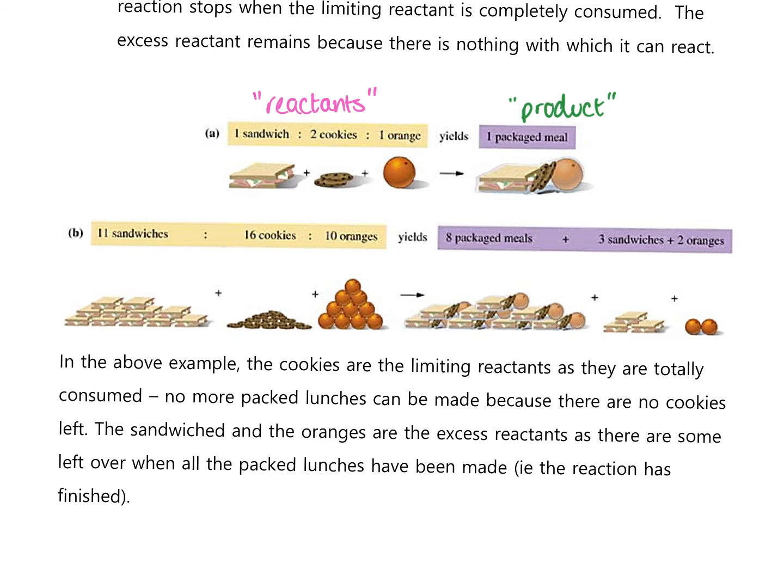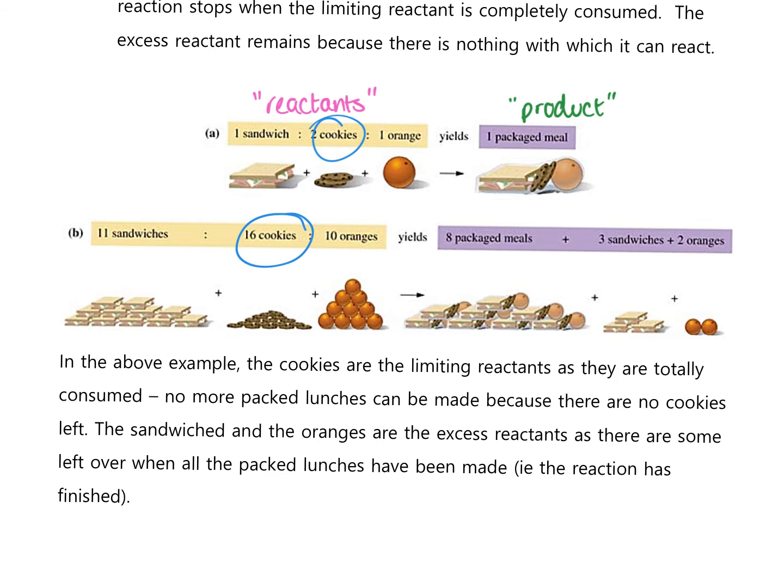Okay, so you can see here in diagram B, we start with 11 sandwiches, 16 cookies and 10 oranges. That's the amount of reactant that I start with. So if we try to make up packed lunches, you can see there on the right hand side, we'll get 8 packed lunches. And that's because of our cookies. Our cookies are our limiting reactant in this case. So if we need 2 cookies for every 1 packed lunch, then we can only make 8 packed lunches because we've only got 16 cookies, so 16 divided by 2 is 8 packed lunches.